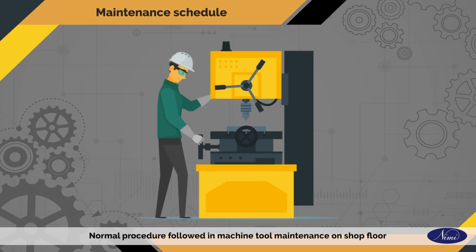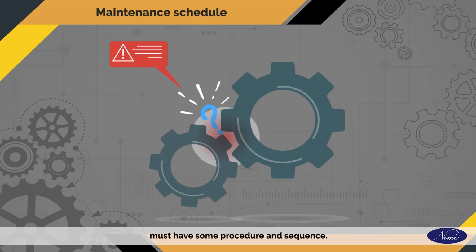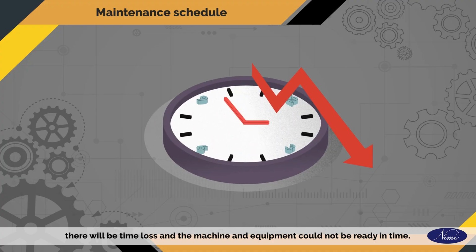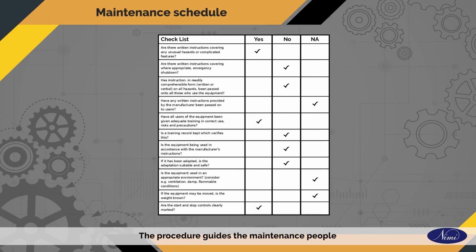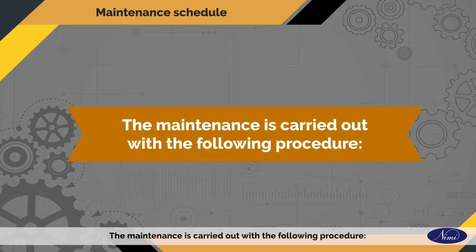Normal procedure followed in machine tool maintenance on shop floor must have some procedure and sequence. If maintenance is followed without any procedure, there will be time loss and the machine and equipment could not be ready in time. The procedure guides the maintenance people how to start, execute, where to inspect, and how to complete the maintenance on time. The maintenance is carried out with the following procedure.